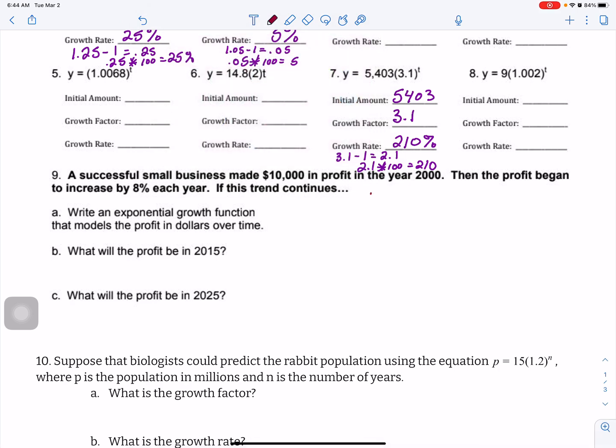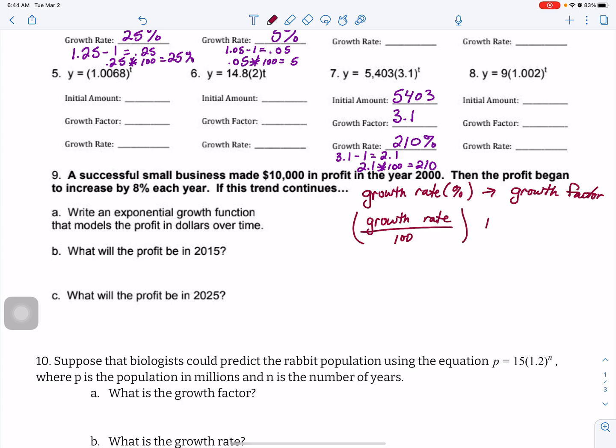So if we have a growth rate, again, that's my percent, and I want to go to a growth factor, I'm going to take that 8% and I'm going to divide it by 100. I should write it out in words first. We're going to take our growth rate and divide by 100 because I'm going to put it into a decimal. So it's in a percent, put it into a decimal, and then I'm going to add 1. And that 1 is really representing the amount of money that I already had. Like that's saying I start with 100% of my money. I'm not losing my money, but I'm getting extra.